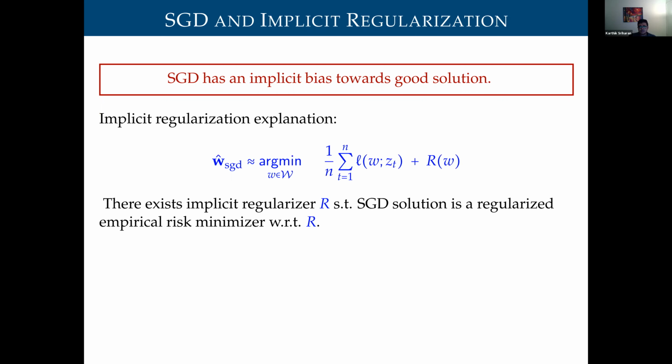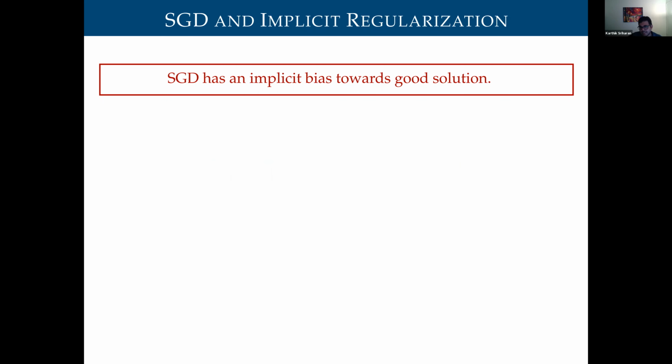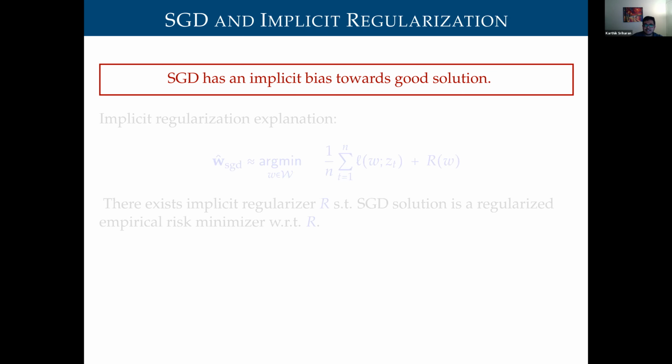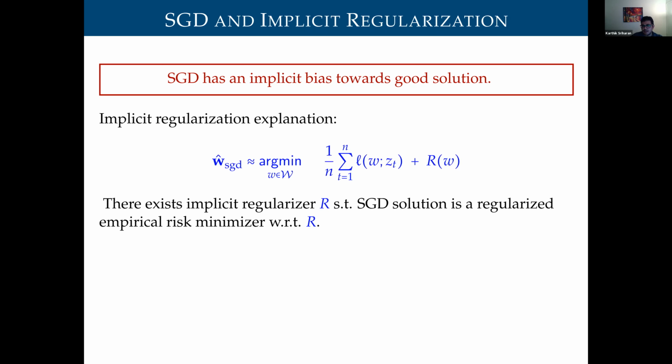As I mentioned, SGD has to have an implicit bias towards a good solution. That's coming from the fact that SGD works, right? To formally write this down, one of the ways is as follows. We say that there is an implicit regularization. More specifically, what SGD returns, W hat SGD, is either exactly or approximately the minimizer of a regularized empirical risk minimizer. That is, you have your empirical loss or your training loss plus a regularization capital R.